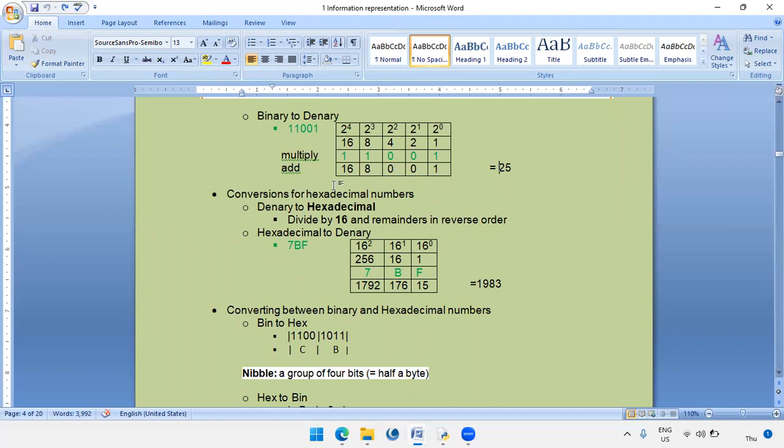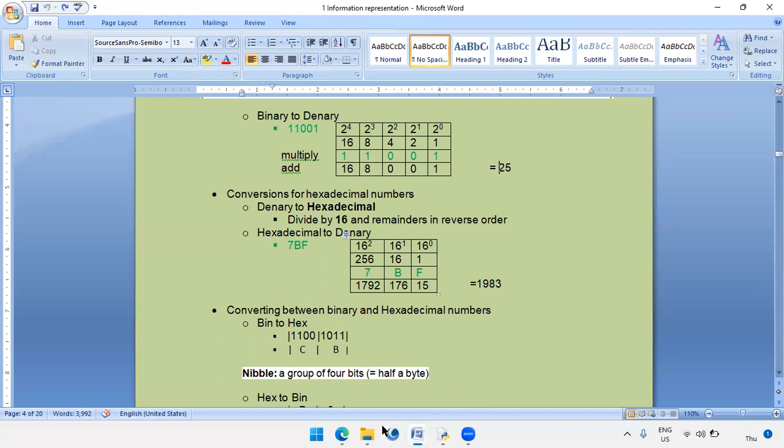Take this 11001. First you write the column values. 2 to the power 0 is 1. 2 to the power 1 is 2, 4, 8, 16. Then multiply these values as usual. 16 into 1, 8 into 1, 4 into 0 is 0, here is a 0, there's 1. 16 plus 8 is 24. 24 plus 1 is 25. You have to be very quick like this. 16 plus 8 is 24, and don't say 16 plus 8 in a slow way.